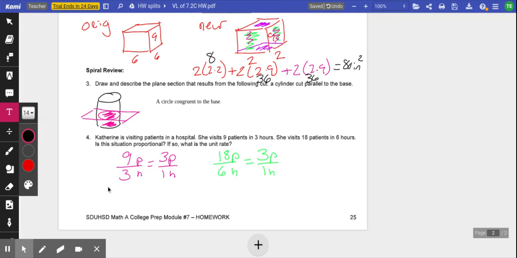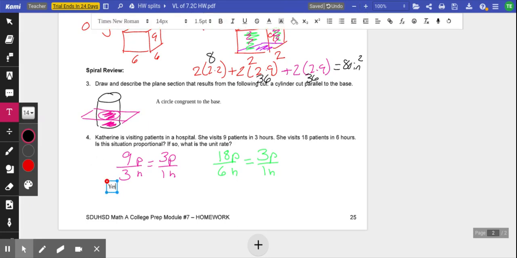Whoa, where did my typing go? Who knows? Yes, it is proportional. She sees 3 patients per hour.